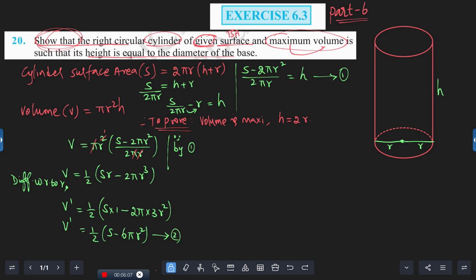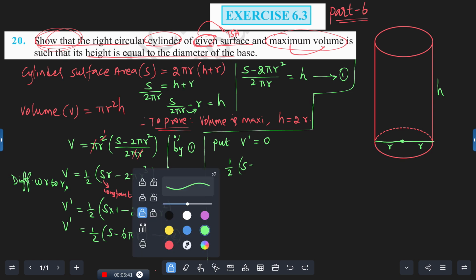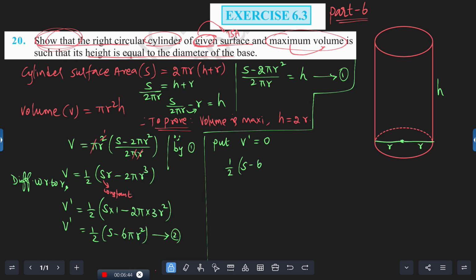Now we have to put it equal to 0 to find the R value. R is the variable here. So put V dash equal to 0 to find the R value. So 1 by 2 into S minus 6 pi R square, children, here S is constant, don't forget. Why is S constant? I told you already, whatever they are giving, you have to consider as a constant. In the previous question and the previous video I have mentioned this. So 6 pi R square equal to 0.